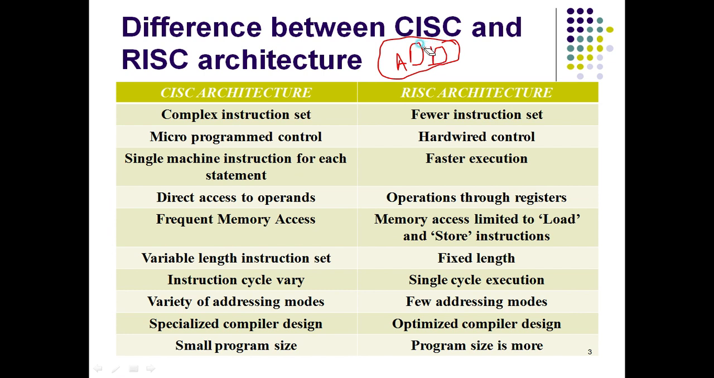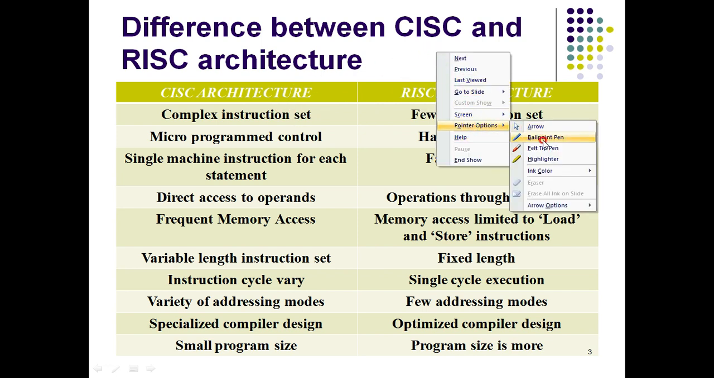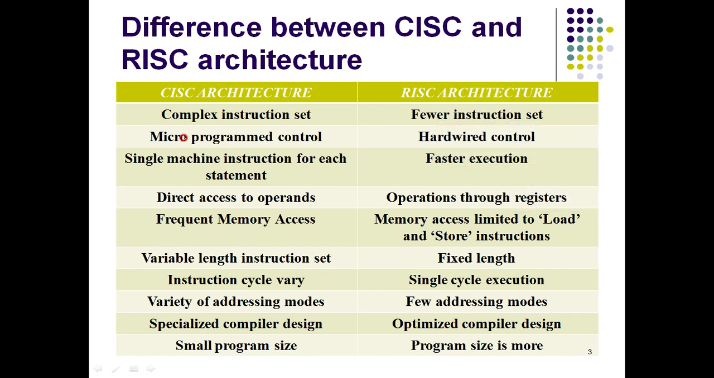So whatever you can see here, ADD is an instruction which does the addition. If I want to add any two operands, we'll be using ADD in a smaller instruction set. Similarly, if I want to do addition in CISC, it might be a complex thing. That is the major difference between RISC and CISC. Okay. Now going ahead, the next very important thing is micro-programmed control. CISC architecture has micro-programmed control, whereas RISC architecture has hardwired control.